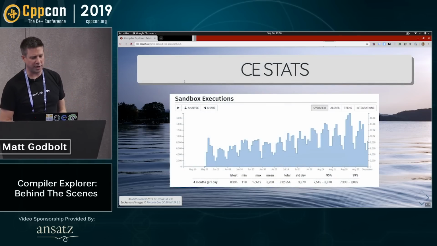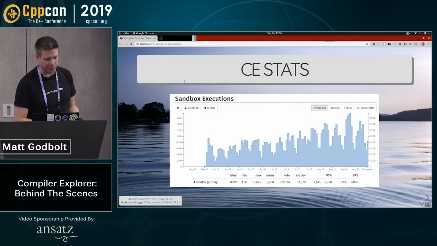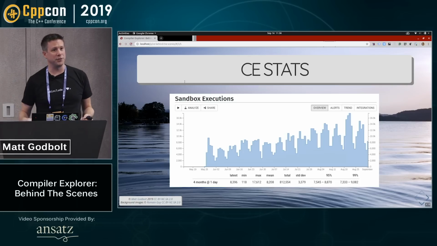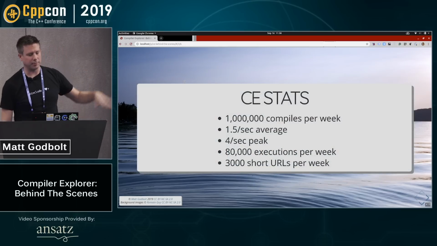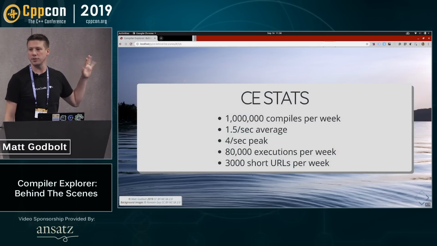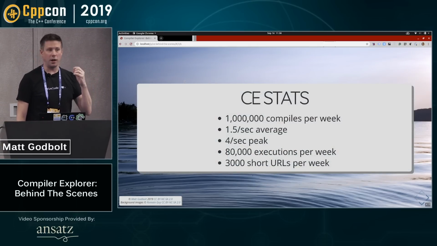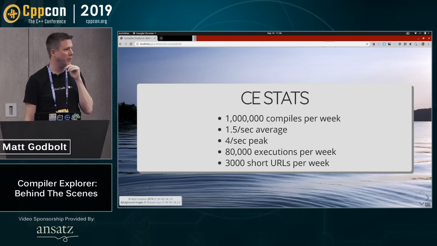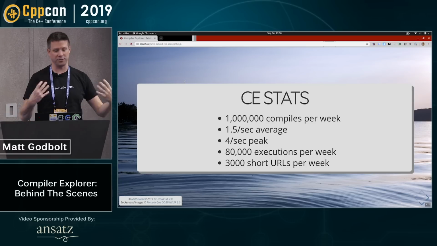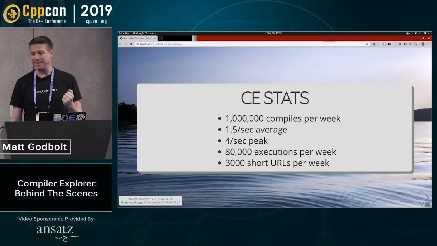And obviously the new thing, execution, you can see it's very dependent on what day of the week it is. This is a day-by-day view. And what that amounts to is roughly 1 million compiles a week, which is about 1.5 a second. We do 4 at peak. Presumably we could do more than that at peak, but that's limited by the number of instances that we have running. There are 80,000 executions, and we make 3,000 short URLs.